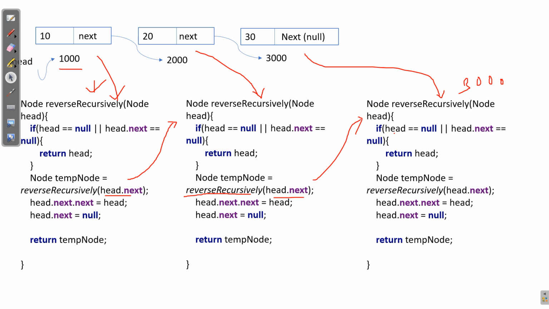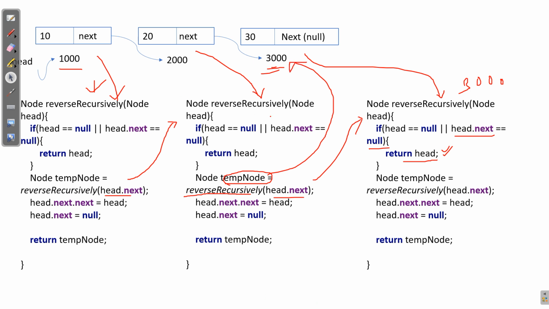Now in this case, your head is not equal to null, but your head.next is equal to null, which means you have reached the last node of the linked list. In this case, you have to return the head. This will be your new head of the reversed linked list. When you return this head, you are returning this node, right? And this node will get stored in this temp node. So your temp node is now pointing to this 3000.